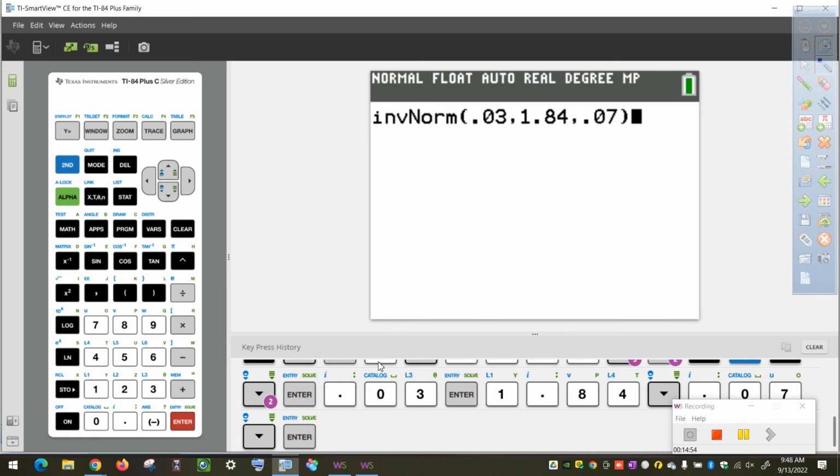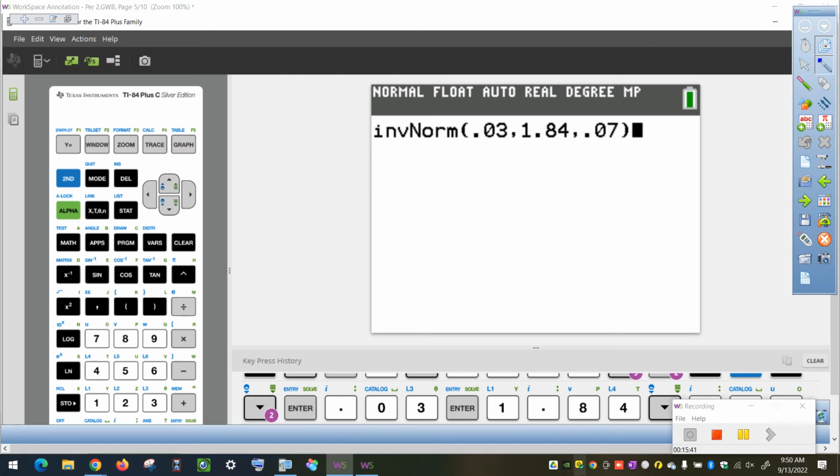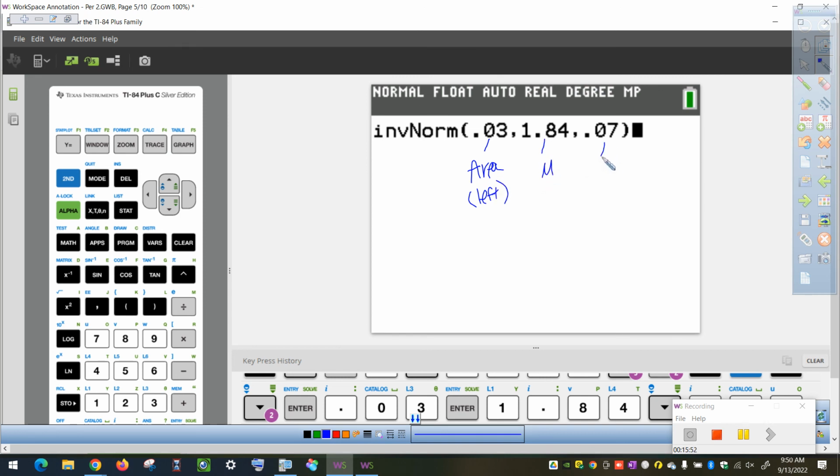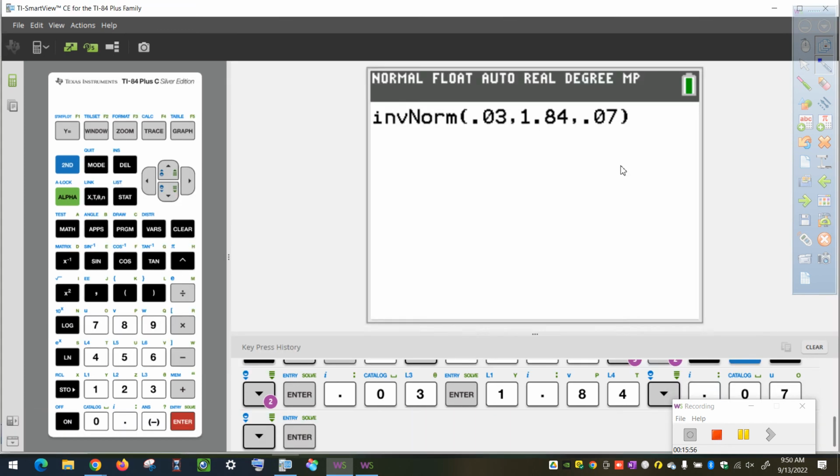So speaking of that, if you are a TI 83 person, this is what yours is going to look like. So again, you just have to know and remember where the numbers go. You're still going to type it in the same way. So we still have area to the left, and then followed by the mean, followed by the standard deviation. So you're going to type yours in here to match that.